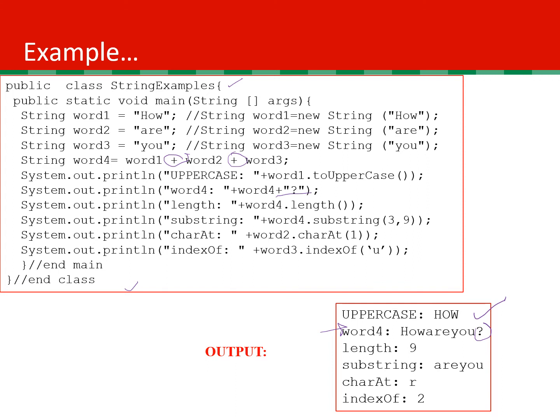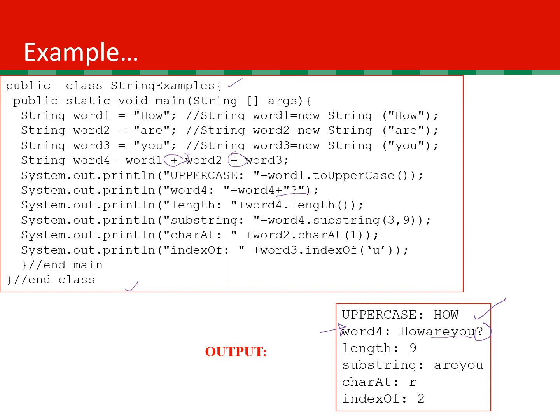And then the second line, it will print the following code: length plus word 4 dot length. So length plus 9: 1, 2, 3, 4, 5, 6, 7, 8, 9, without the question mark. And then substring, I mentioned to you, it will chunk the string. Substring word 4 is still based on word 4. It takes substring 3 to 9. So 0, 1, 2, 3, so it will take R until U.